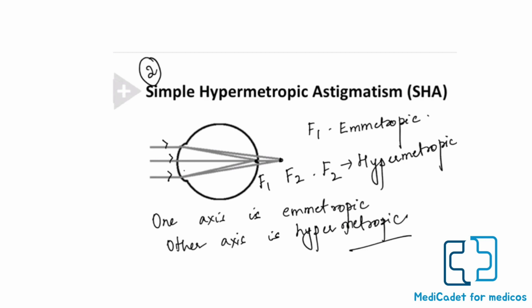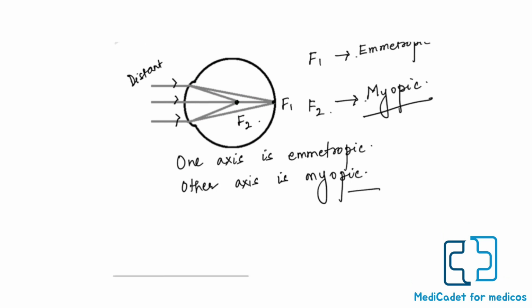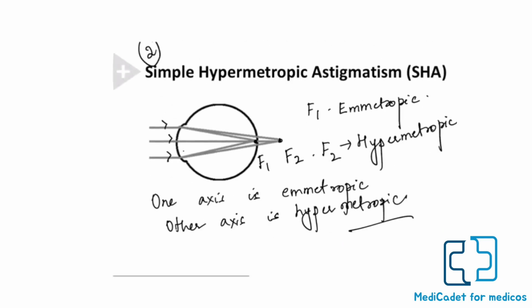So see, what is the concept of simple astigmatism then? The basic concept of simple astigmatism is that out of the two axes, one has to be normal or emmetropic and the other one will be defective. Now if the defective one is myopic, we will call it SMA, and if the defective one is hypermetropic, then we are going to call it as SHA. So this is simple astigmatism. Right?